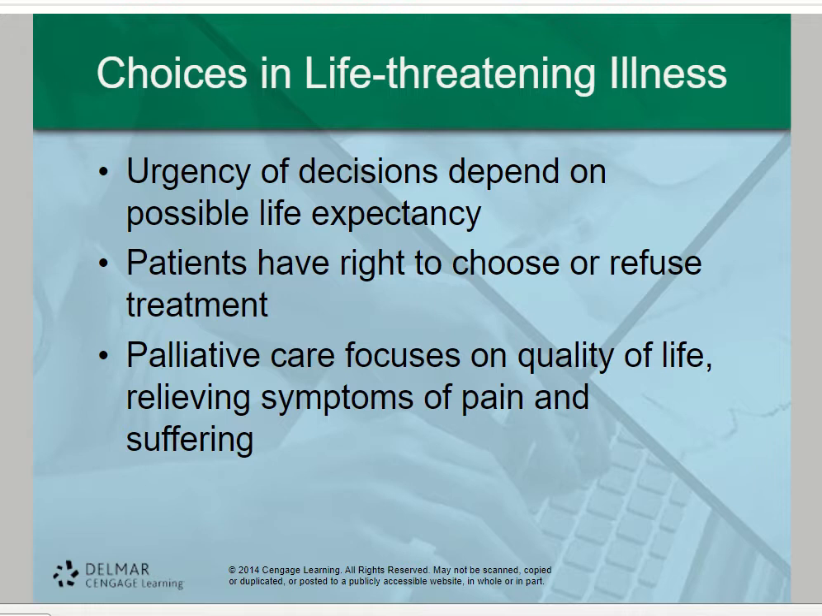Urgency of decisions. So if it's life-threatening, really short life expectancy, then we have to make these decisions quickly. And one of the main things is health decisions and financial decisions. Those can cause a lot of burden on the patient and their family. Patients have the right to choose or refuse treatment. That's all in the informed consent. And they can put that in their advance directive or their power of attorney.